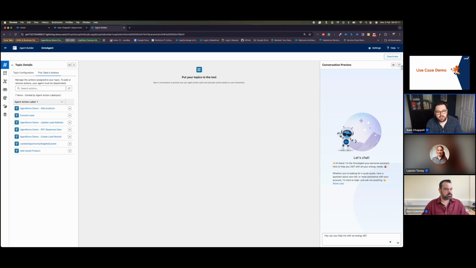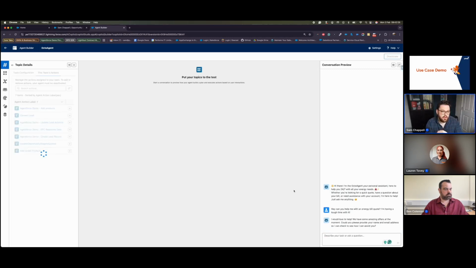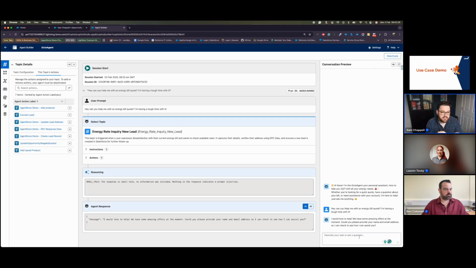So what we're going to do is we're going to go through the same process here on the right hand side of the screen in our reasoning engine and our agent tester, which allows us to go and see all the decisions and the reasoning behind why the responses that we get are coming back. So in this middle panel here, we can see that it's identified the topic, which is our energy rate inquiry for new leads.